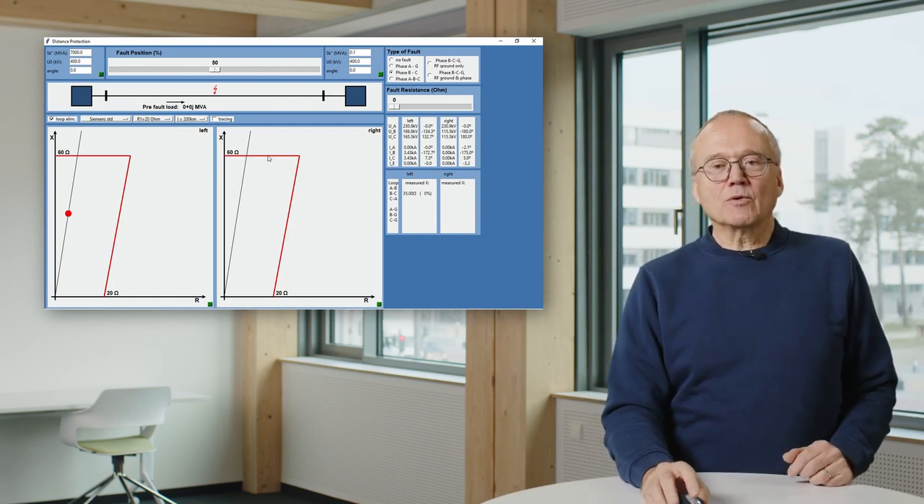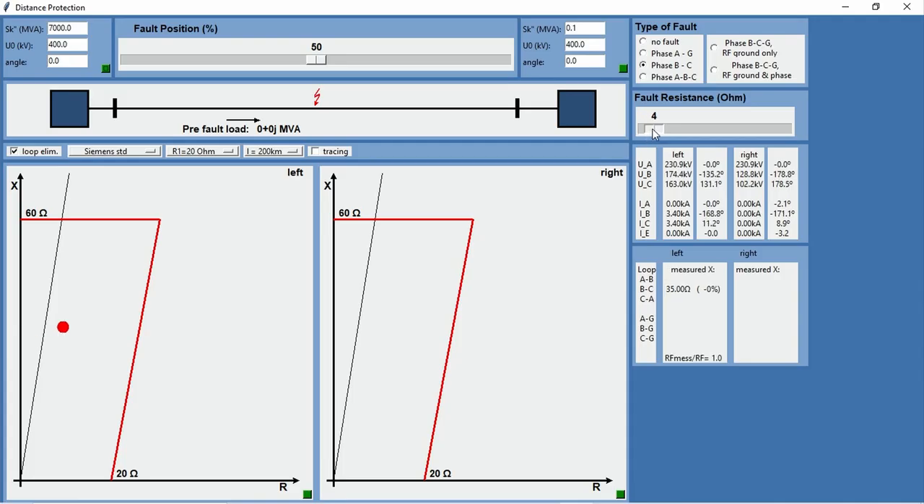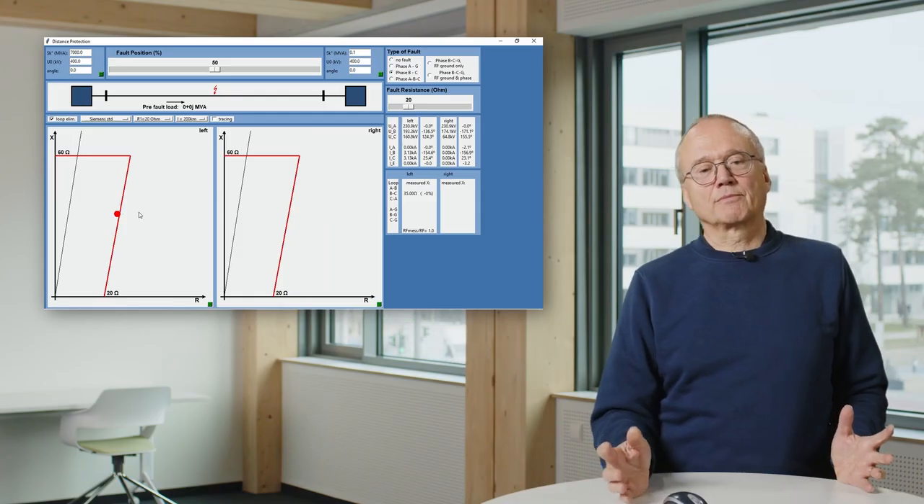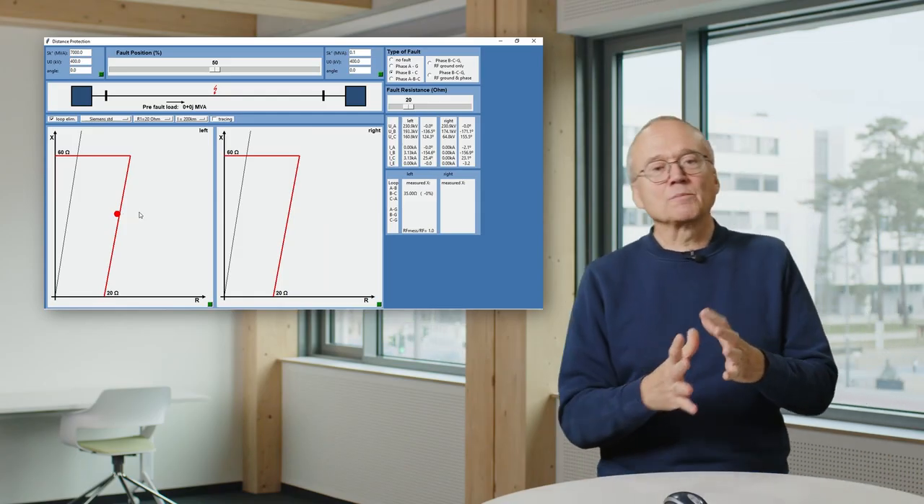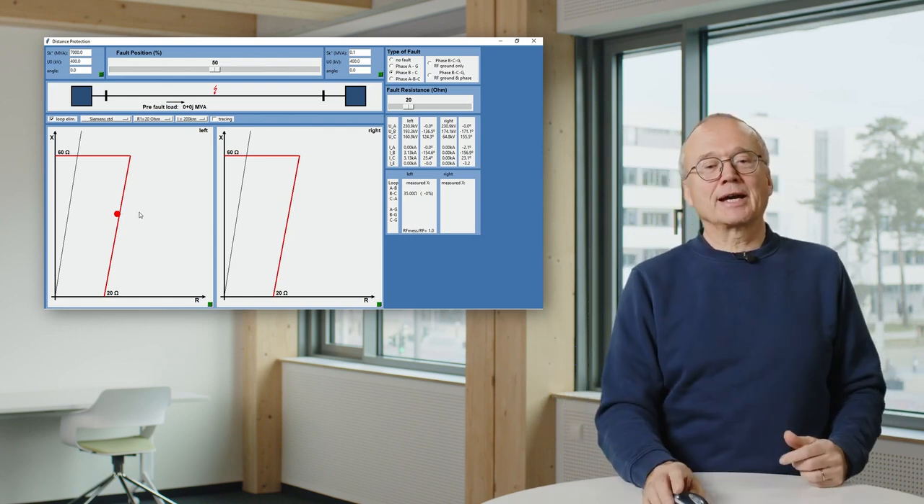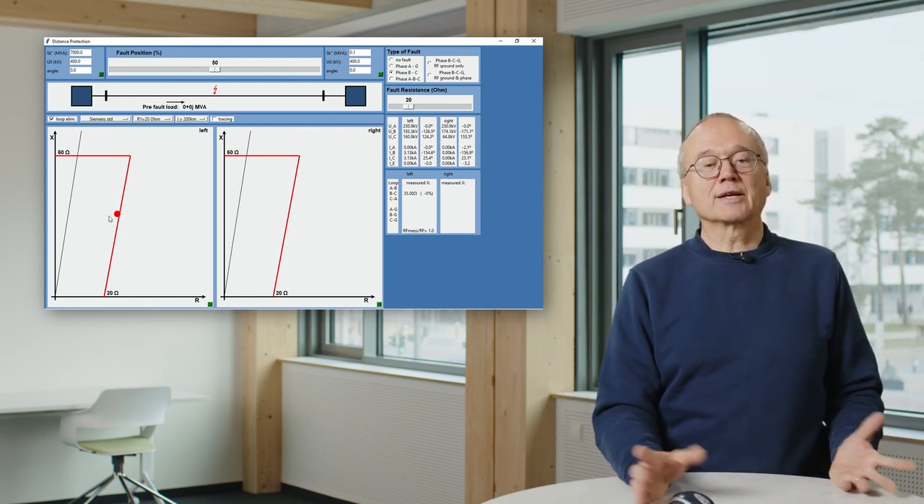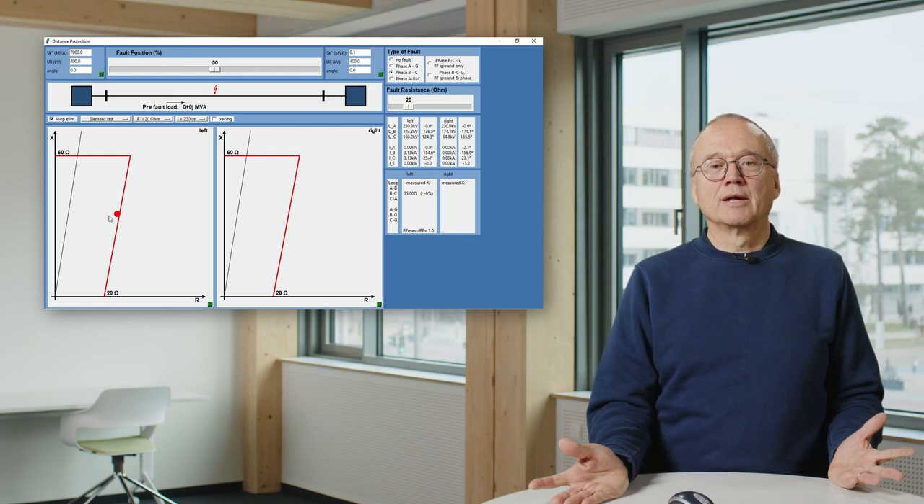So now let's see what happens if we add fault resistance. We move to the right. Here this is 10 ohms. And what you now see is, if we are at 20 ohms, you are nearly at the limit. We made a setting of 20 ohms. We have infeed from one side and we exactly see what we expect.